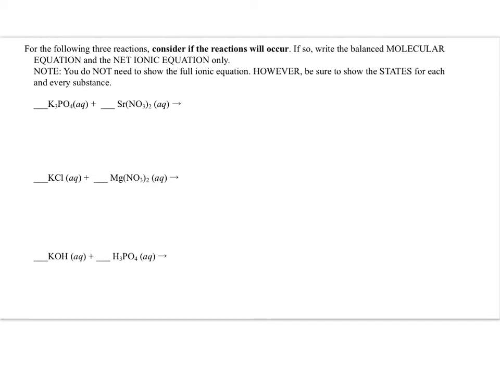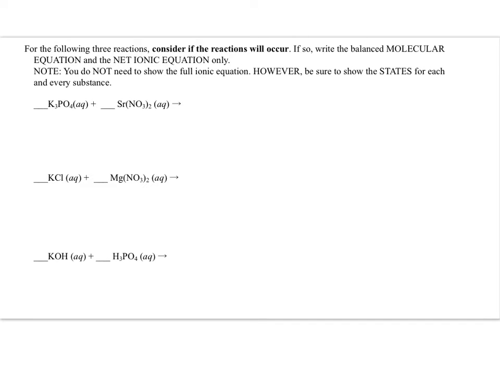Reaction 1. The first one is potassium phosphate in aqueous solution, mixed with strontium nitrate, also in aqueous solution. For this situation, we need to use the solubility rule to determine whether we have a reaction or not. From the solubility rule, we know that anything containing potassium cation will be soluble. So anything here will not precipitate with potassium cations.